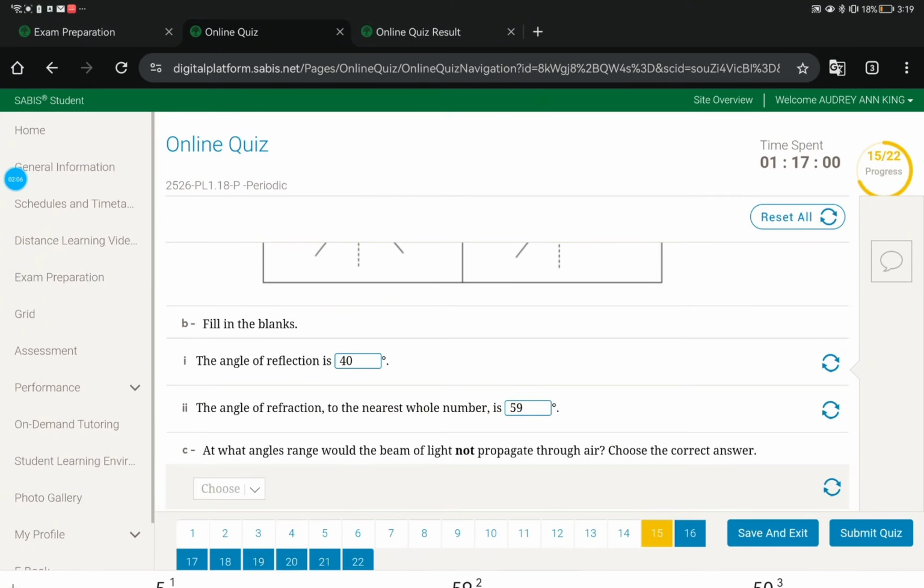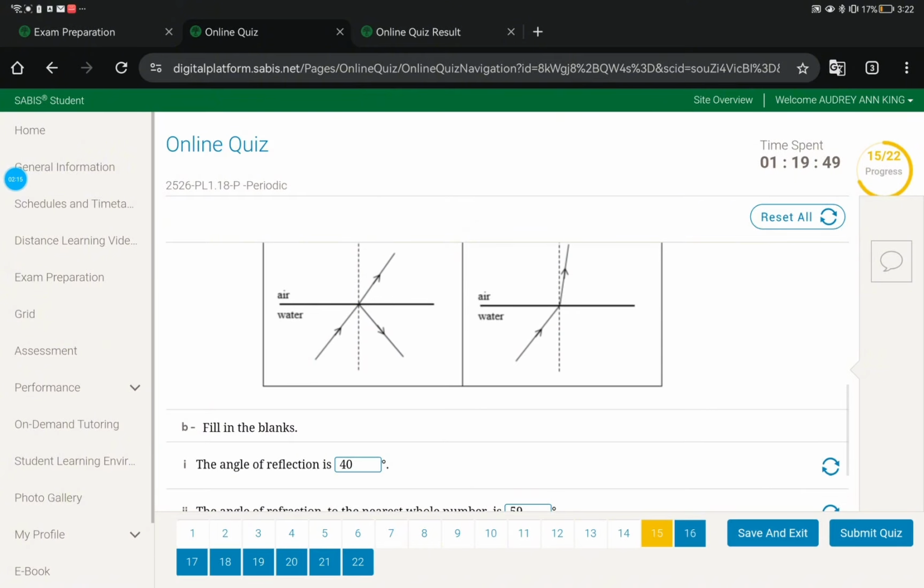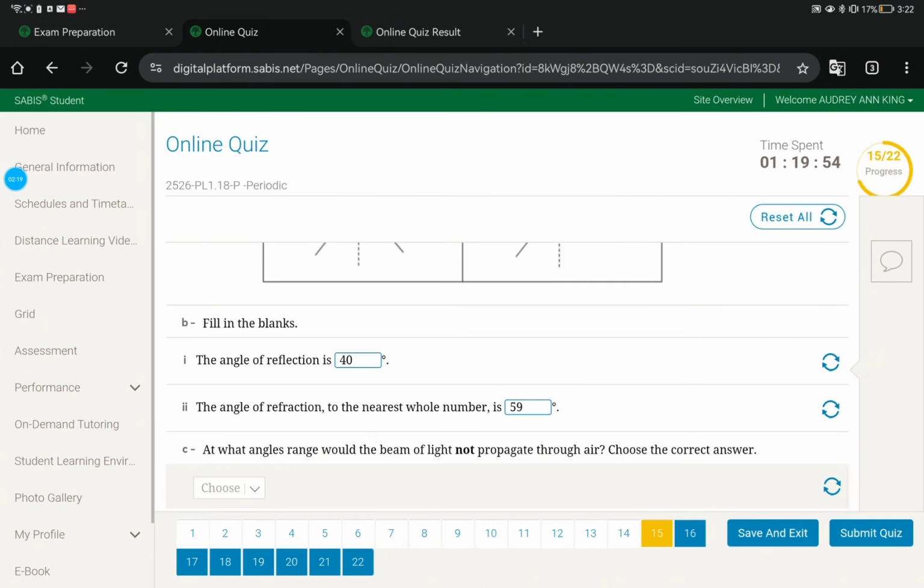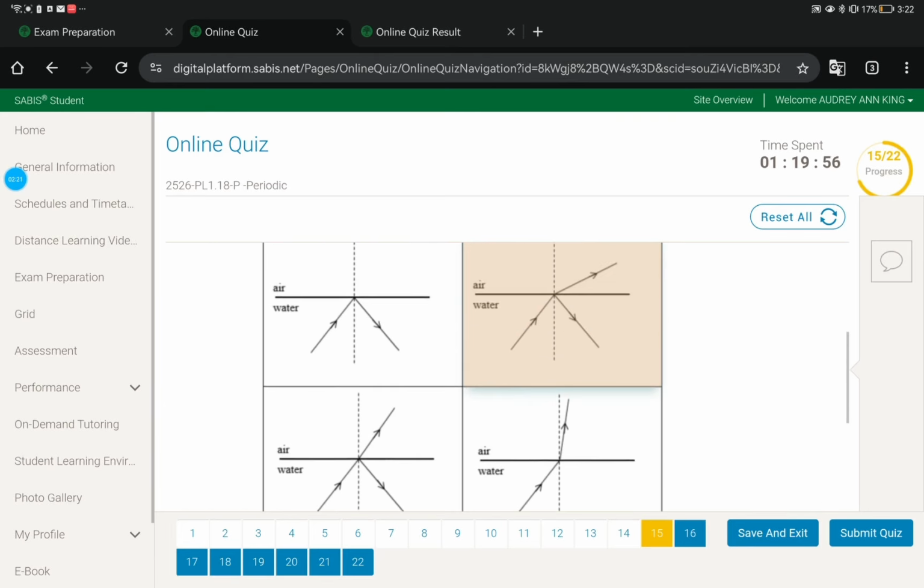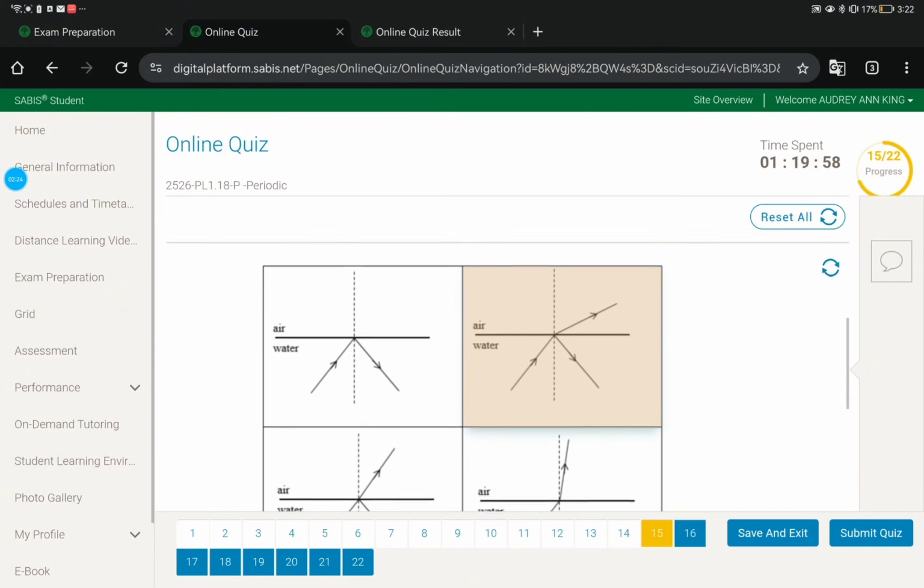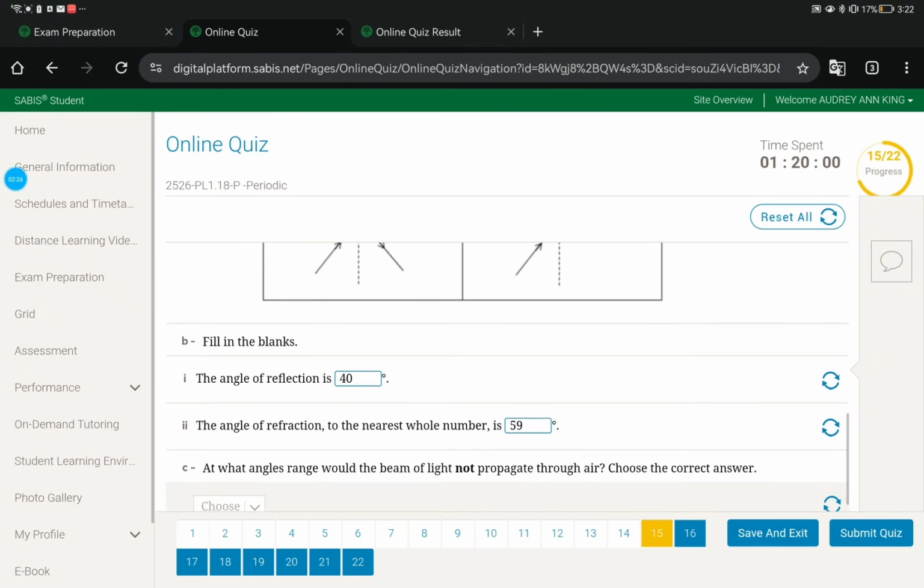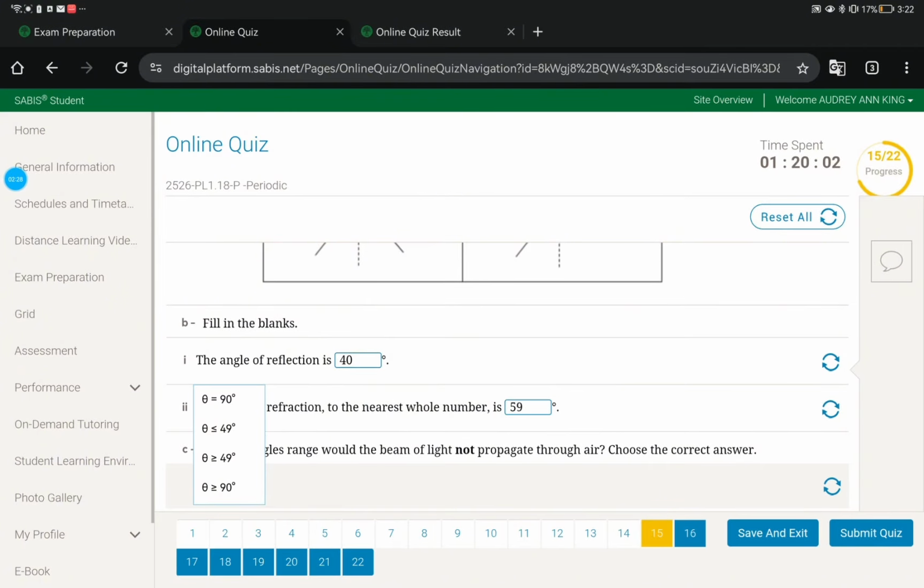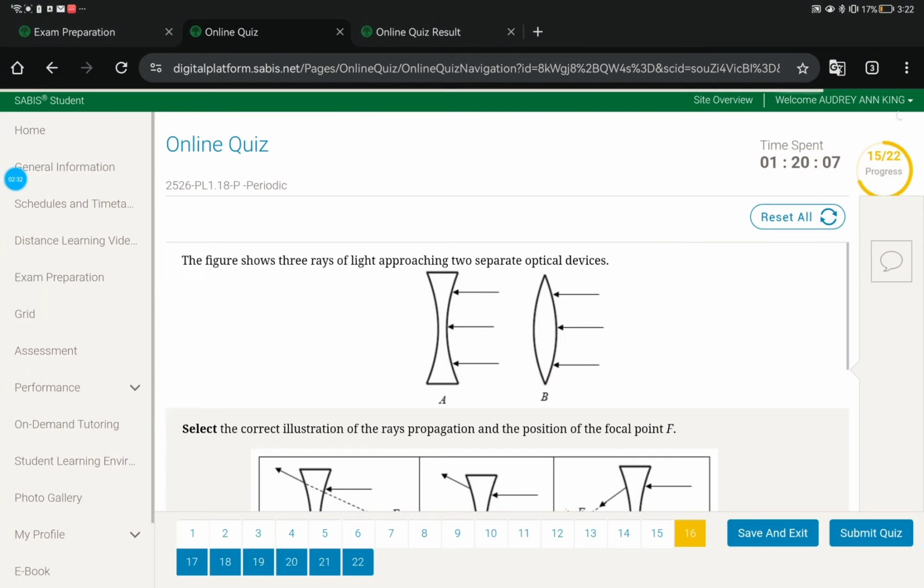At what angles would the beam of light not propagate through air? Okay, so we can see that here it's moving from a more dense to a less dense medium, and it is not going through total internal reflection, which is why the answer is greater than or equal to theta.